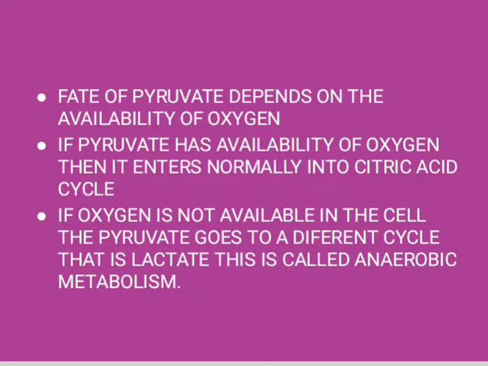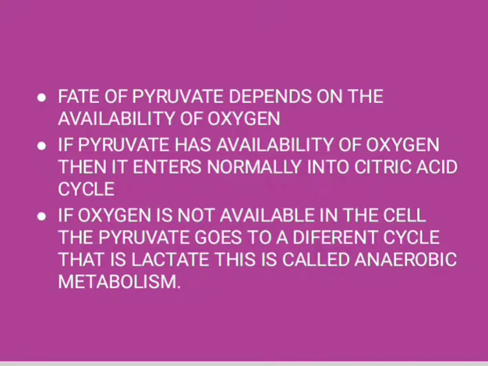Today the topic of my discussion is the fate of pyruvate, that is, what happens to the pyruvate when it is formed. The fate of pyruvate depends upon the availability of oxygen. If pyruvate has availability of oxygen, then it enters normally into the citric acid cycle, that is known as the TCA cycle or Krebs cycle. There are three names for it.